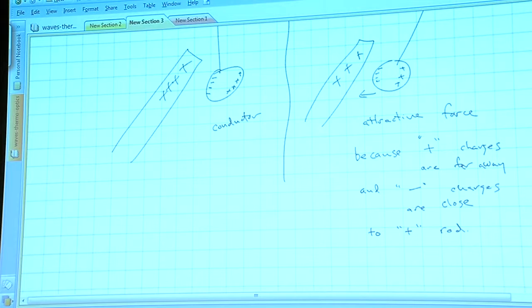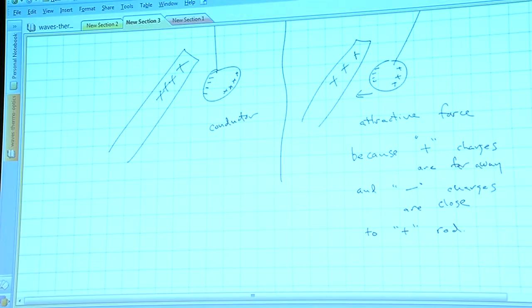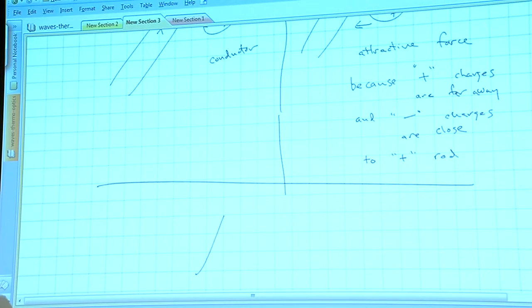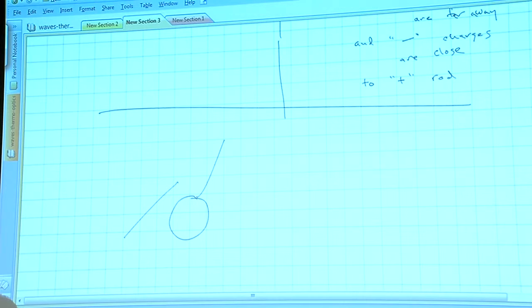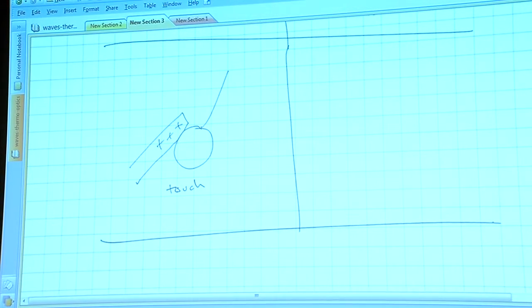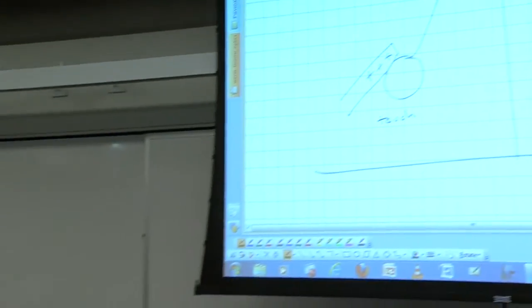Okay, closeness counts. So we get this attractive force, and they touch. And what do you think is going to happen now? When they touch, charges can move between them.